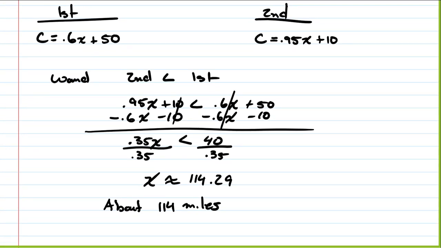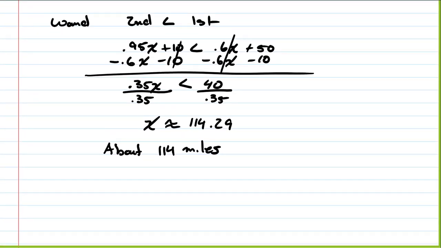So the first company costs more just to show up at your house, but then they charge you less per mile. So if you're moving less than 114 miles, it would be to your benefit to choose company number 2, even though they have a higher cost per mile because they have a lower fixed cost. Whereas the first company would save you money only if you were moving a distance greater than 114 miles. And at about 114, they would be approximately the same.